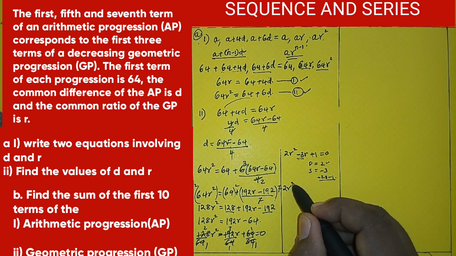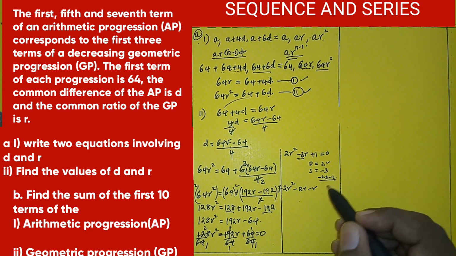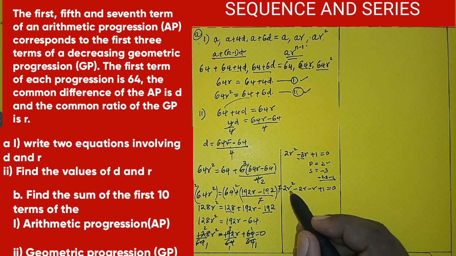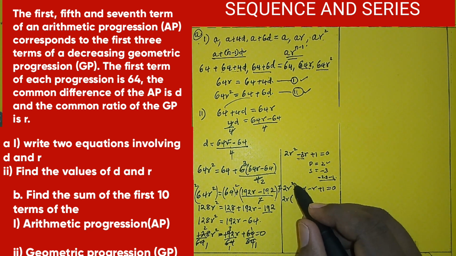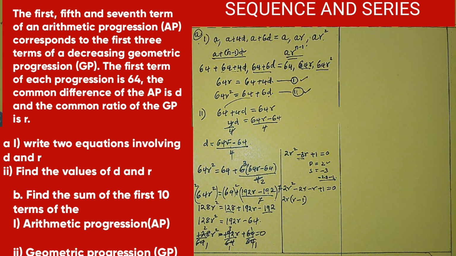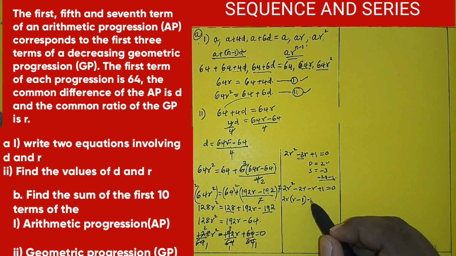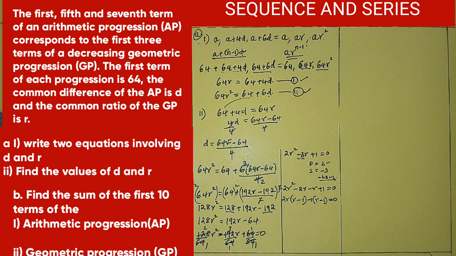So we have 2r squared minus 2r minus r plus 1 equals 0. The first two terms, 2r is common. 2r squared divided by 2r, we have r. 2r divided by 2r, we have 1. Then 1 is common here: minus r divided by negative 1, we have r. Positive 1 divided by negative 1, we have negative 1, equals 0. So therefore, (2r minus 1)(r minus 1) equals 0.